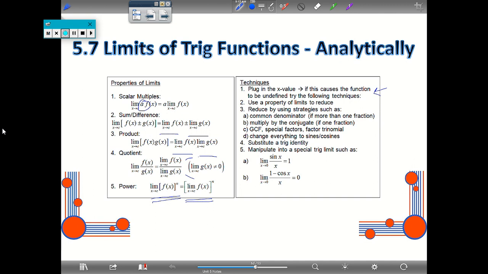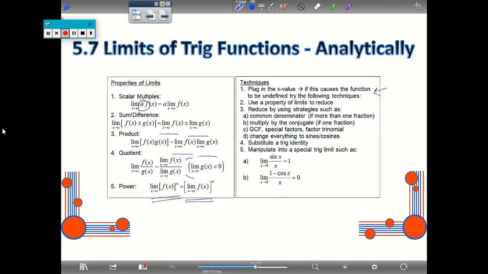Okay? If it causes the function to be undefined, let's talk about what that means. What I mean is if the function gives us something like 0 over 0, which is called an indeterminate form, that means we need to keep going. We need to do some algebraic work to rewrite it.